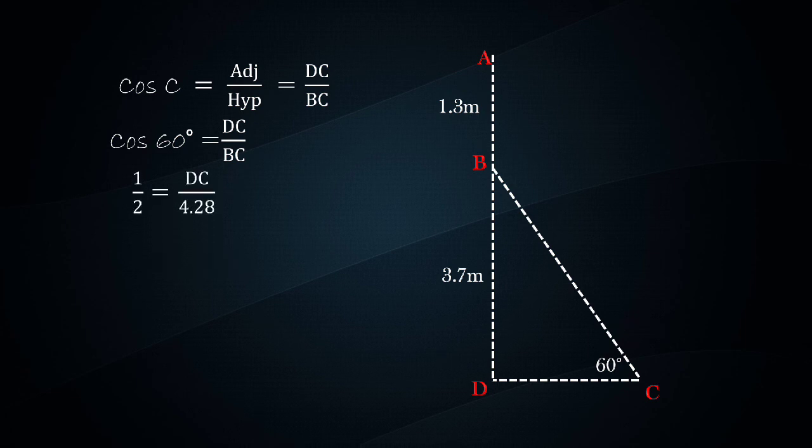Cos 60 is 1 upon 2 and 4.28 is what I've already calculated. So taking it on the other side, this would become 1 multiplied by 4.28 divided by 2. And after doing the math, you will get DC to be 2.14 meters. So that is the distance that he needs to place the ladder away from the pole, you know, to balance it out and reach at that point B.